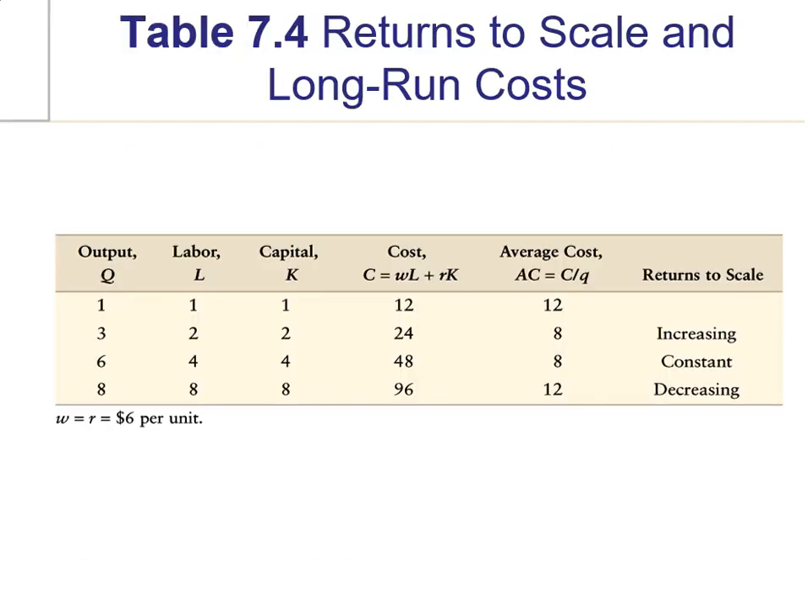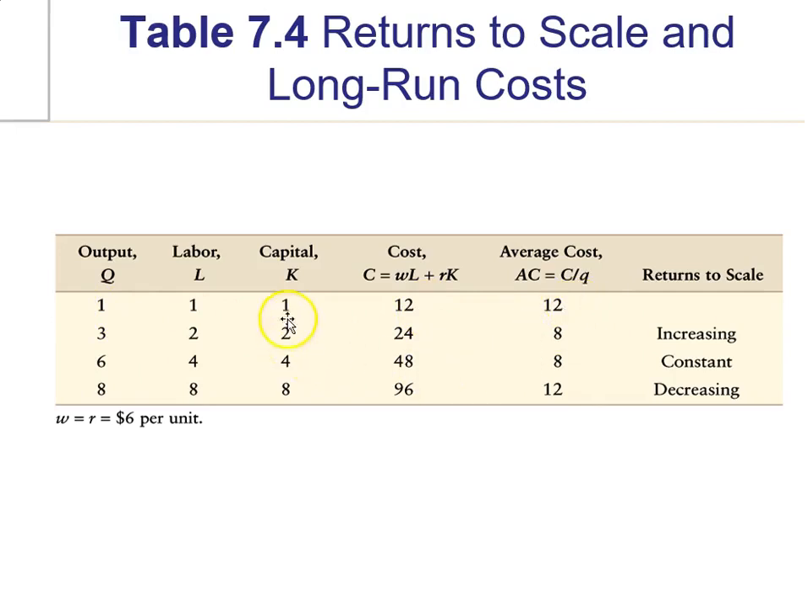So to summarize then, this table does a nice job illustrating the connection between average costs and returns to scale. For example, if you're producing 1 unit of output with a single worker and a single piece of capital, given your input costs are $6 each, that would be a total cost of $12. Given you're making 1 unit of output, that's an average cost of $12.